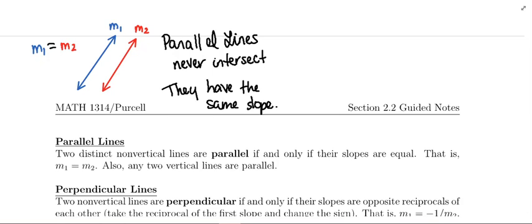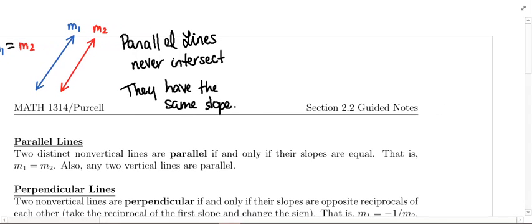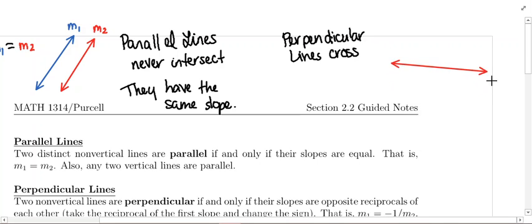Okay, so perpendicular. What's up with perpendicular? Well, perpendicular lines are going to cross. So let me write that down. Perpendicular lines cross. Now, you've got to be careful here because I'm going to draw a pair of lines that cross. Okay, so here we go. Let's say this is the first line. And then here's the second line.